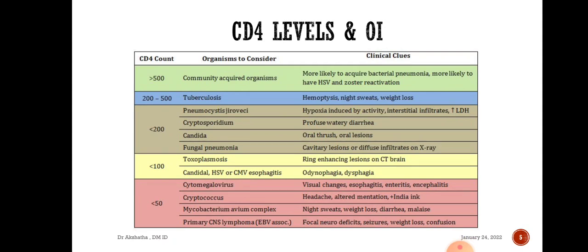appropriate prophylaxis. So when the CD4 count is normal, mostly it is community acquired organisms which are most likely to cause infection, which includes bacterial pneumonia, herpes zoster or zoster reactivation. At 200 to 500, tuberculosis is the most common. And when it is less than 200, it's PCP, cryptosporidium, candida, and fungal pneumonia which you need to be worried about. And when it is less than 100, toxoplasmosis, candida, basically esophageal candidiasis, HSV, CMV esophagitis, these are more common.